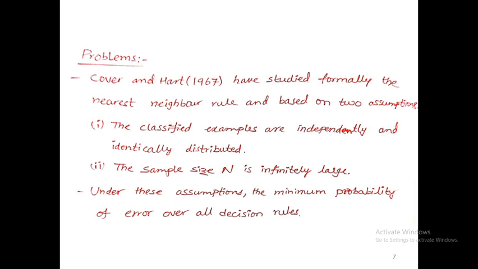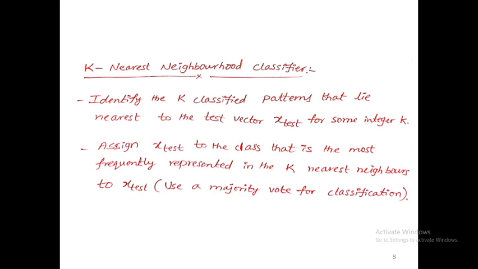There is a problem in using this nearest neighborhood rule. The sample size is n, and n dash is the actual point we find which is near to the x test. But to search for that, we are assuming an infinitely large group, and all independently and identically distributed. To overcome this problem, the researchers went with the k nearest neighborhood classifier.